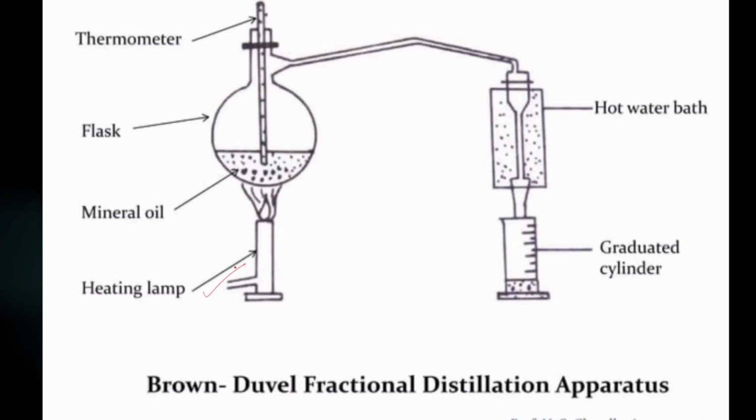Here we can see the heating lamp, mineral oil, distillation flask, thermometer, hot water bath and the graduated cylinder. Here is the sample, where a known weight of a seed or grain is placed in this distillation flask along with mineral oil. This is the solvent, xylene or toluene. This forms azeotropes with water, allowing water to distill at a lower temperature than its normal boiling point.